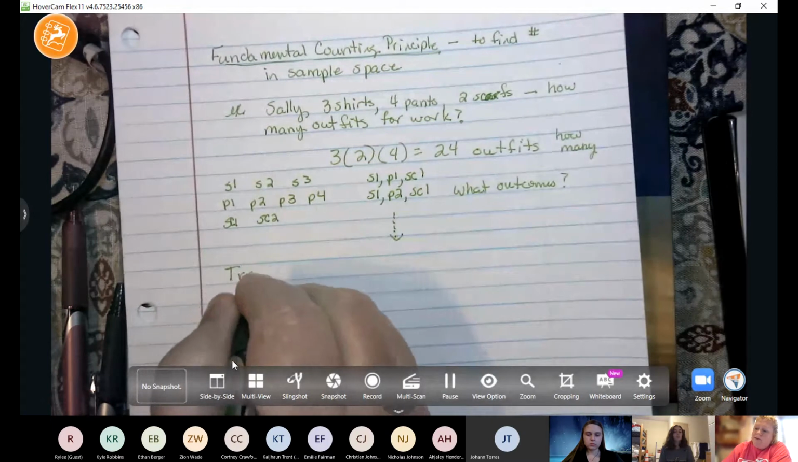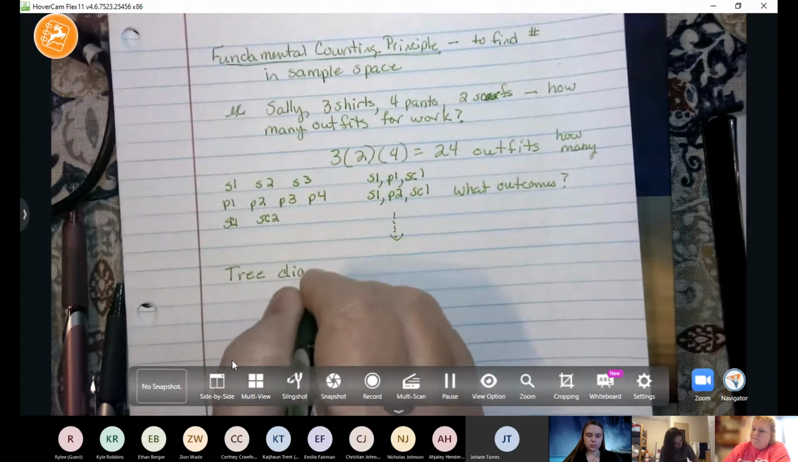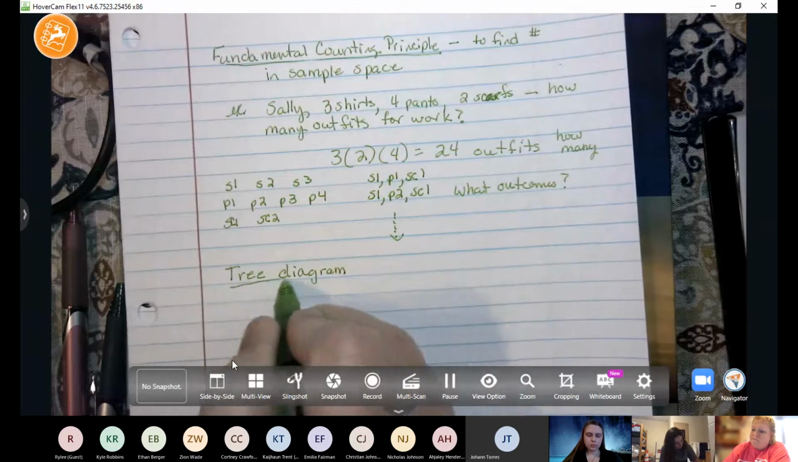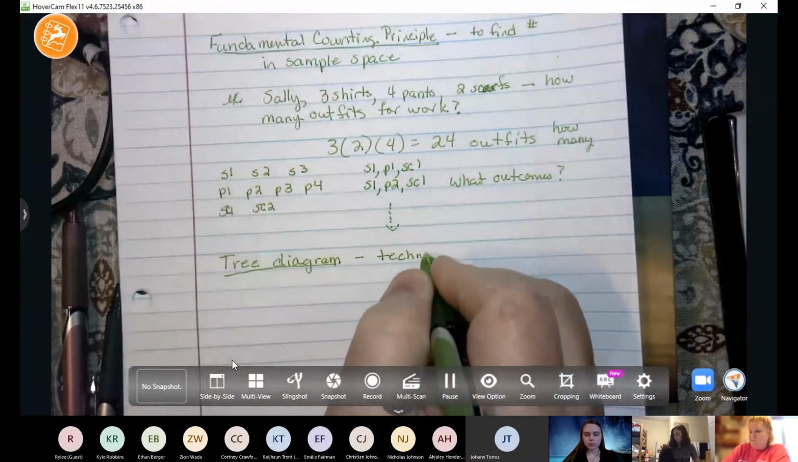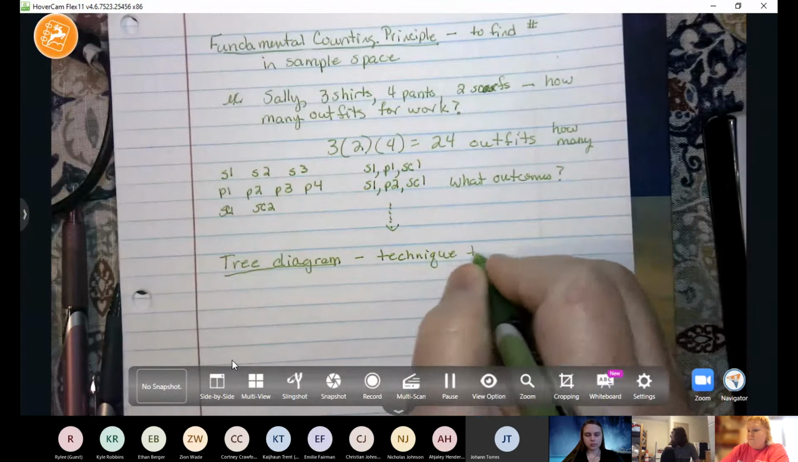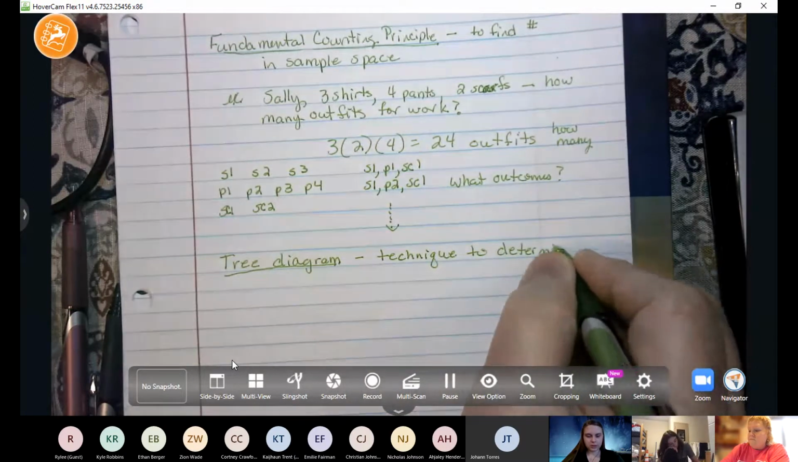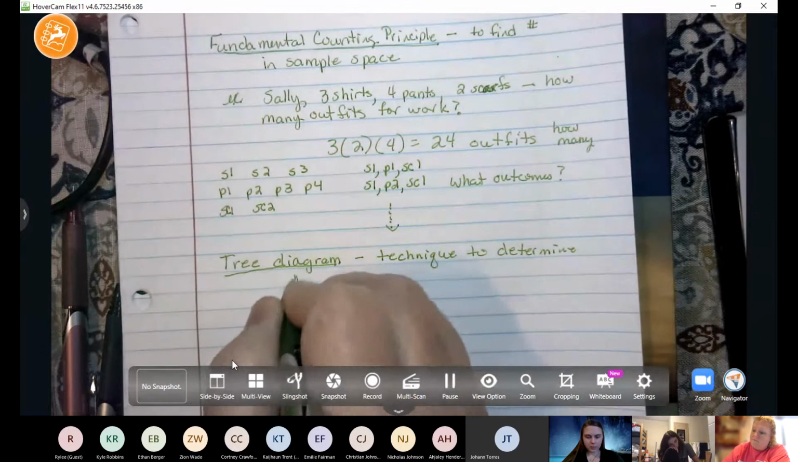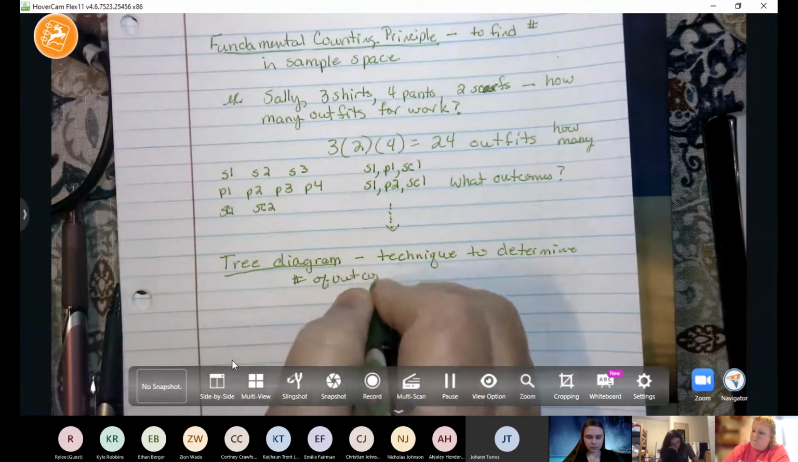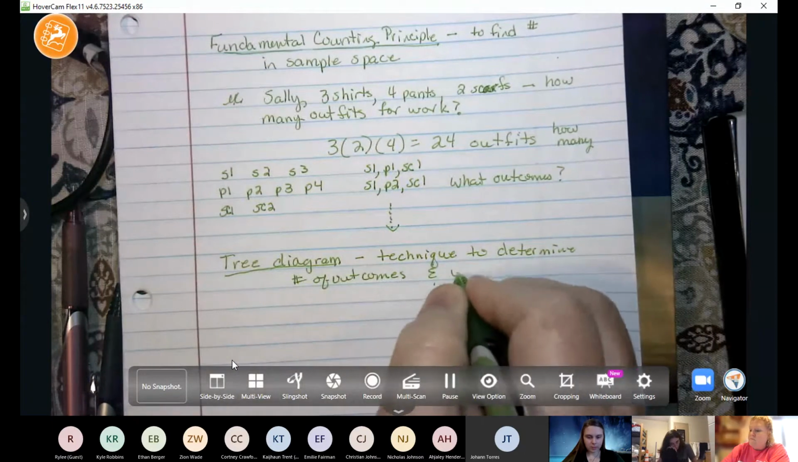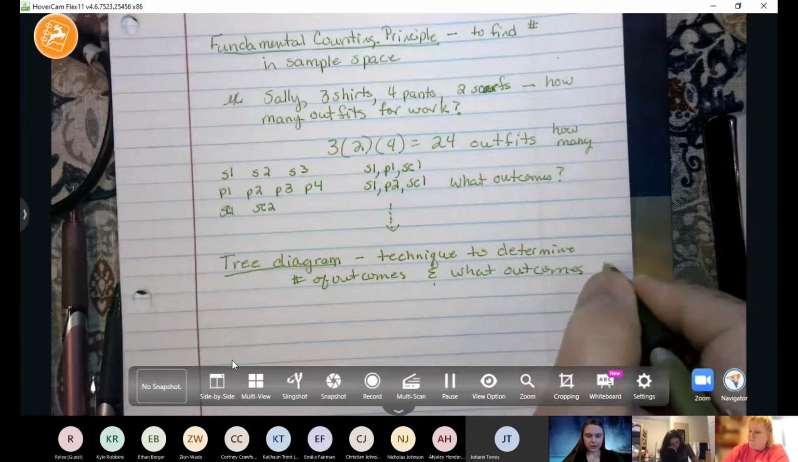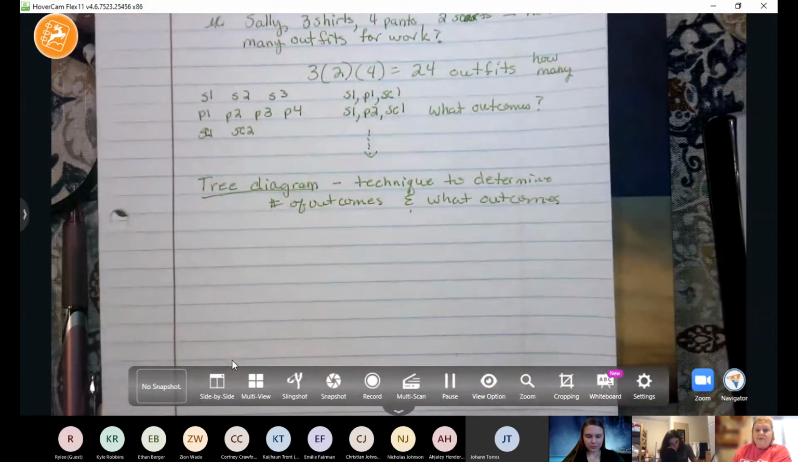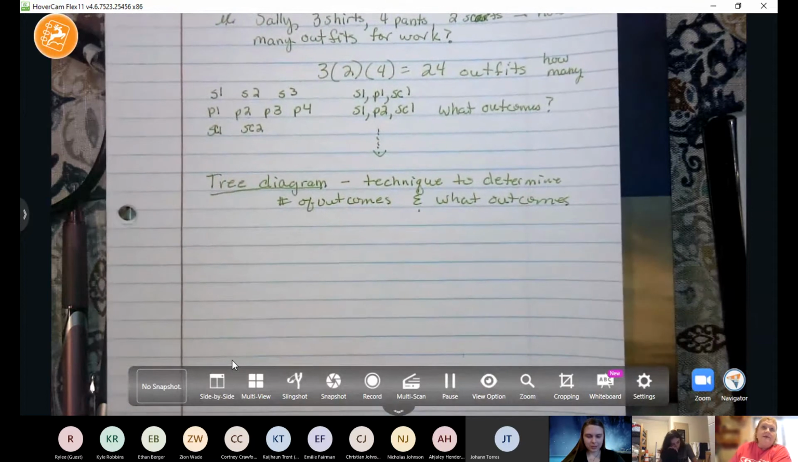Okay, let's look at a tree diagram. The tree diagram will be able to tell us how many outcomes and what the outcomes are. It will be able to tell us both.